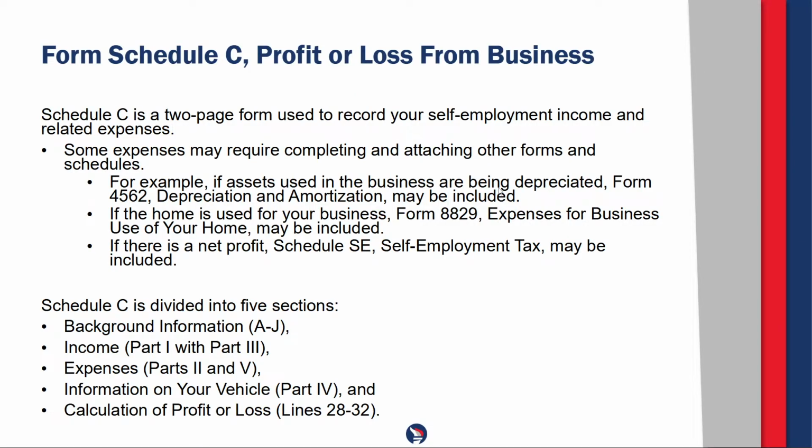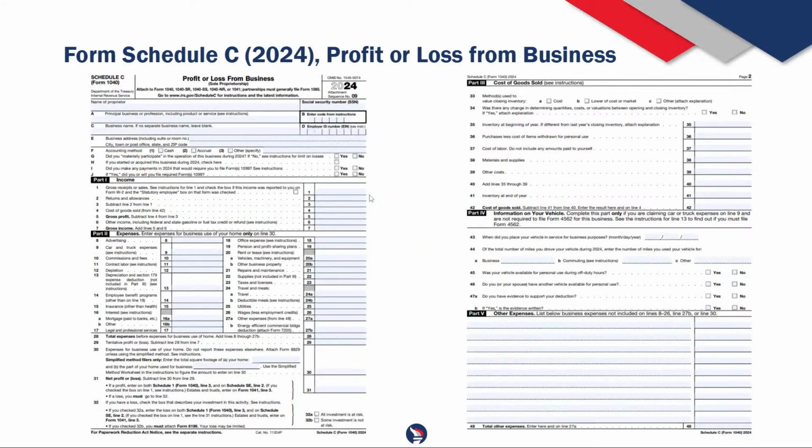Schedule C is multiple pages, and some other pages that even get attached to that, like depreciation. Like I said, we're not covering it. Home office expense, we'll cover that a little bit. Schedule SE for self-employment. Schedule C is broken into 5 different sections, so let's talk about them.